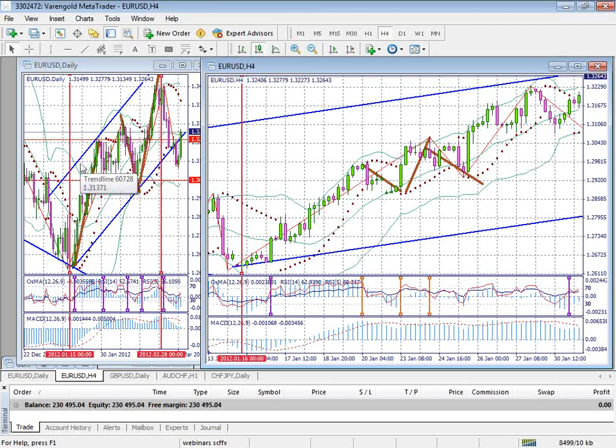have to make the analysis on daily and go for 4 hours if you don't have too much time to stay to check the computer. And also you have to make the analysis on 4 hours and go for 1 hour and 5 minutes if you want to stay just during the day, or just a few hours at the computer to check the trades or to go into the trading.